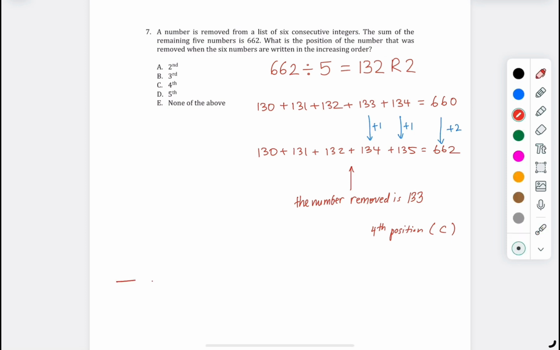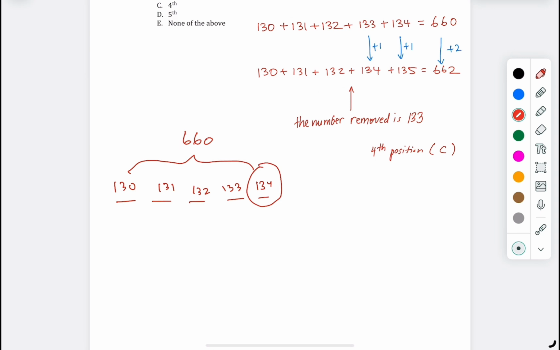So you can write a 5 slot. The middle number will be 132, then 131, 133, 134, and 130, because it must be 6 consecutive integers. But when you do this, the total will only be 660. So since you have 662, 2 must be added to the number. So I can choose to add this number by 2.